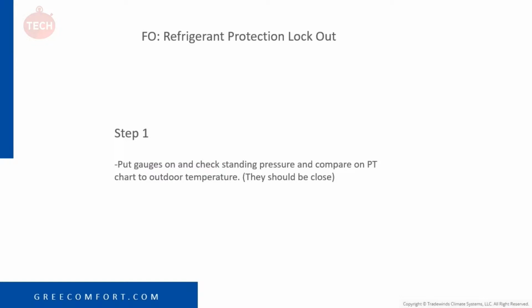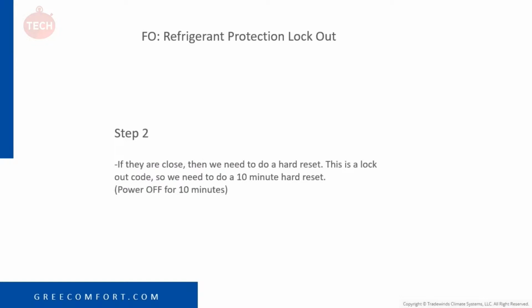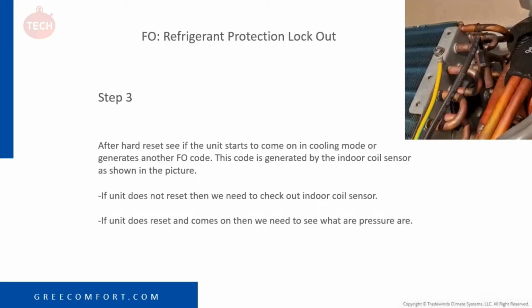They should be somewhere close. Step two, if they are close, then we need to do a hard reset. Again, this is a lockout code, so it's going to take about 10 minutes to do a hard reset. That's 10 minutes of power off. Step three, after the hard reset, see if the unit comes on in cooling mode or generates another FO code.